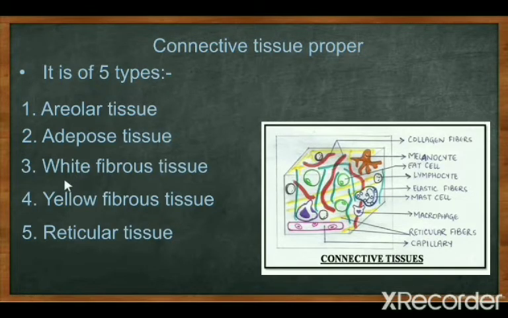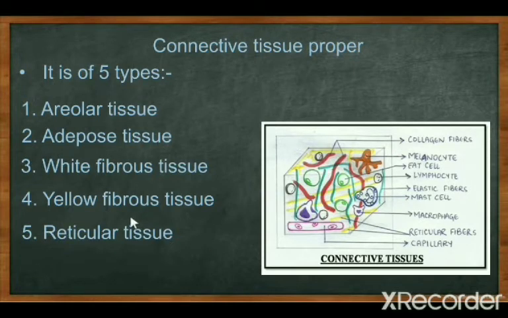If you see the location of white fibrous connective tissue, it is present in the cover of bone, cartilage and kidneys. A bundle of white fibrous tissue is called tendon. Okay, later we'll discuss. Yellow fibrous tissue is present around the blood vessels. Blood vessels means the tubes in which blood flows. Okay. Next and the last connective tissue proper is reticular tissue.